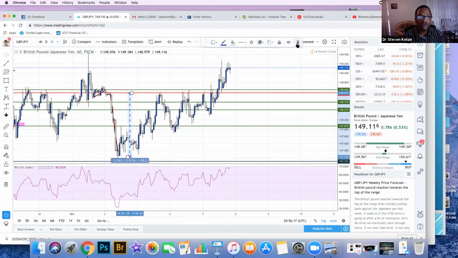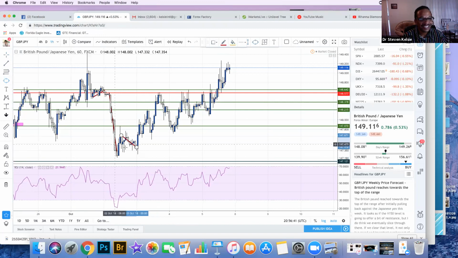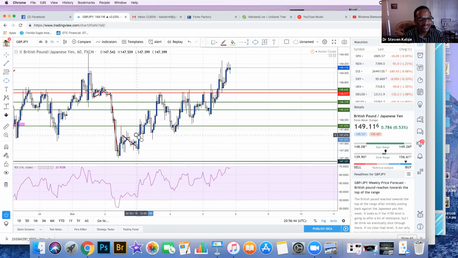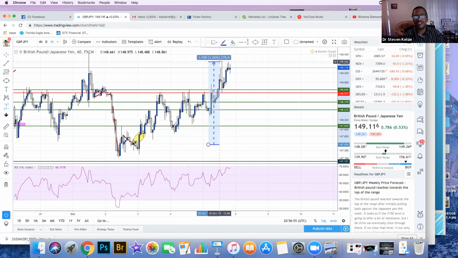So you could have run this right back up. Why? Because it reversed, right? What did it do after it reversed? It created another flag. See that? Boom. When would you get in? Boom. That's where you would have got in. You'd have rolled that all the way to what? Another 176 pips up.